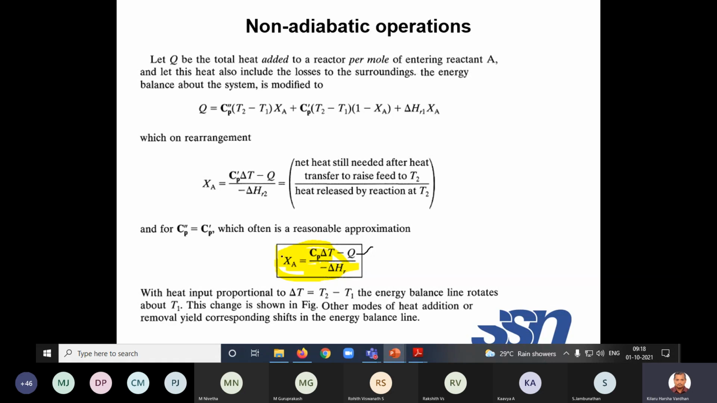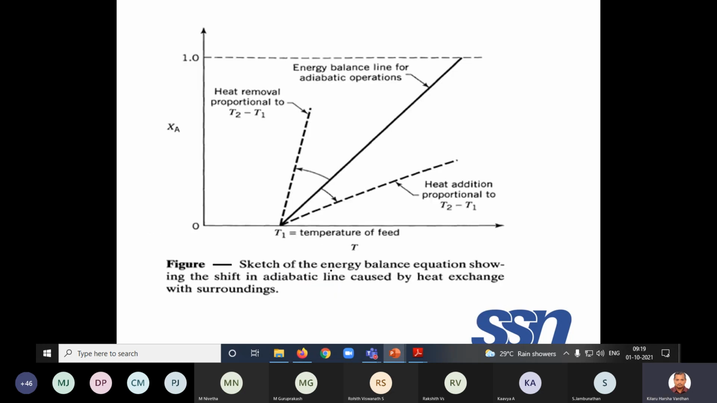This is nothing but like y is equal to mx plus c. There will be an intercept or whatever it is, right? So if you are having this particular thing, this is the slope. If this is the exothermic reaction slope, this is the energy balance for adiabatic. The heat removal will be proportional to this, or the heat addition is proportional to this. Either if the heat is added, it will go like this, or the heat is removed, it will be going like this at this particular temperature.